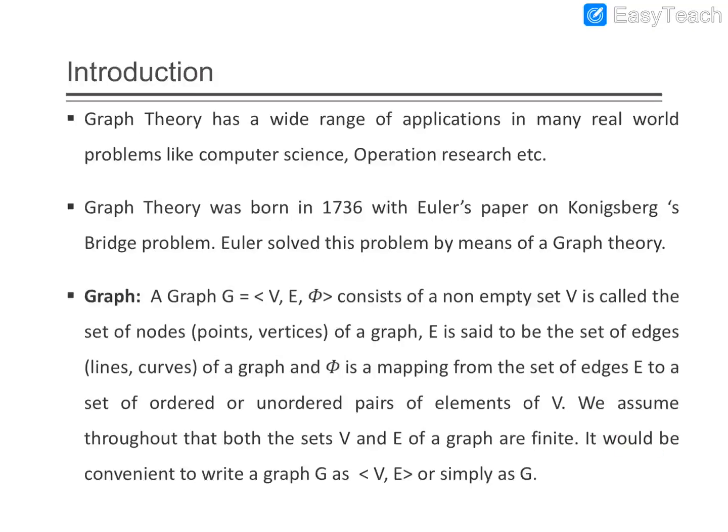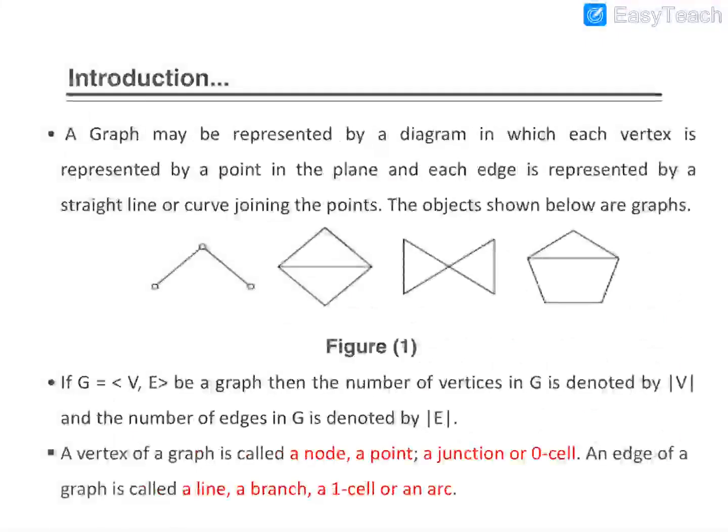It would be convenient to write a graph G as either (V, E), the set of vertices and edges, or it can be simply denoted as G. A graph may be represented by a diagram in which each vertex is represented by a point in a plane and each edge is represented by a straight line or curve joining the points. There are different types of graphs that are shown below.